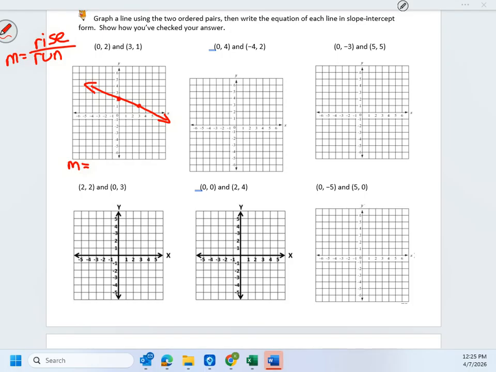So I start at the left. Am I going up or down? Yeah. Down. What does that tell me, Ellen? That it's a negative. So I go down 1, and I'm going over 3. So I know my slope is negative because I went down. And I know it's 1 over 3 because I went down 1 and then over 3.